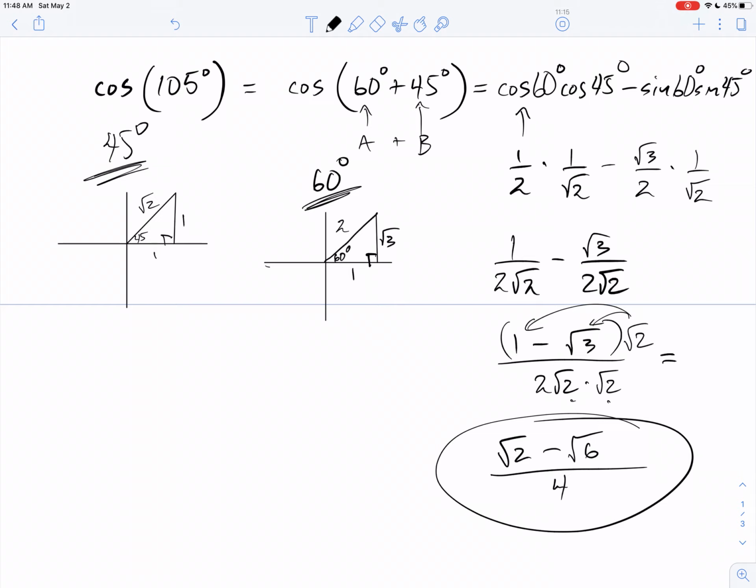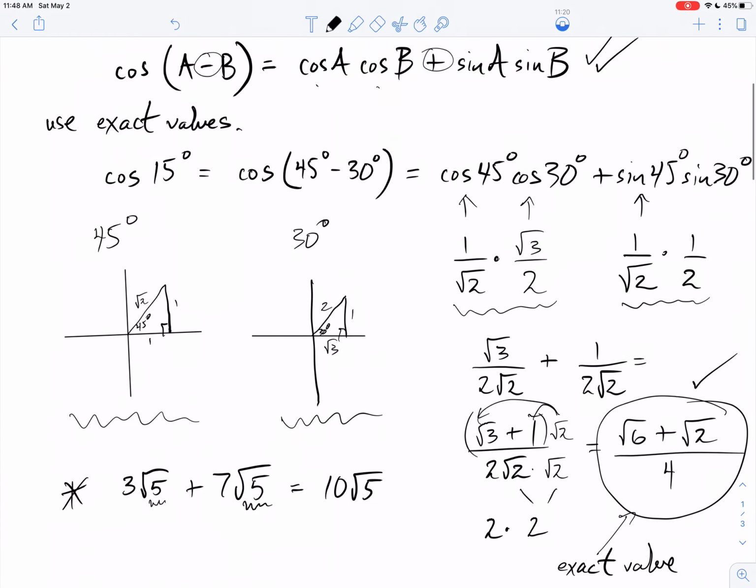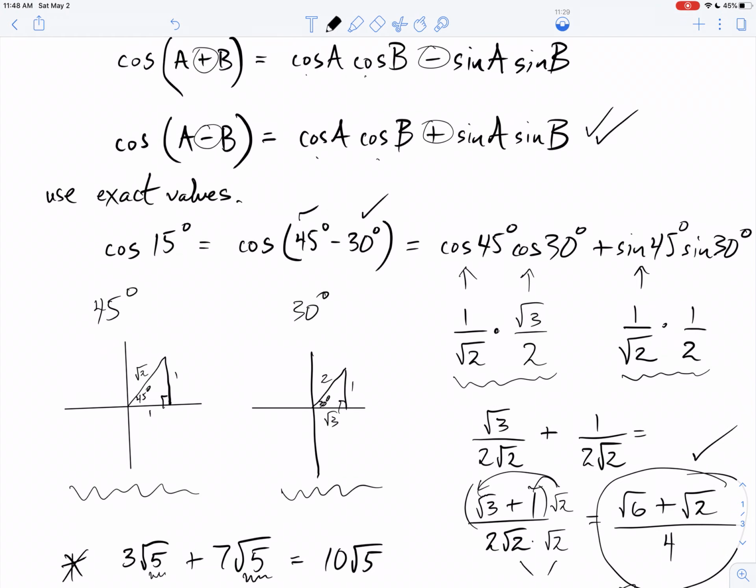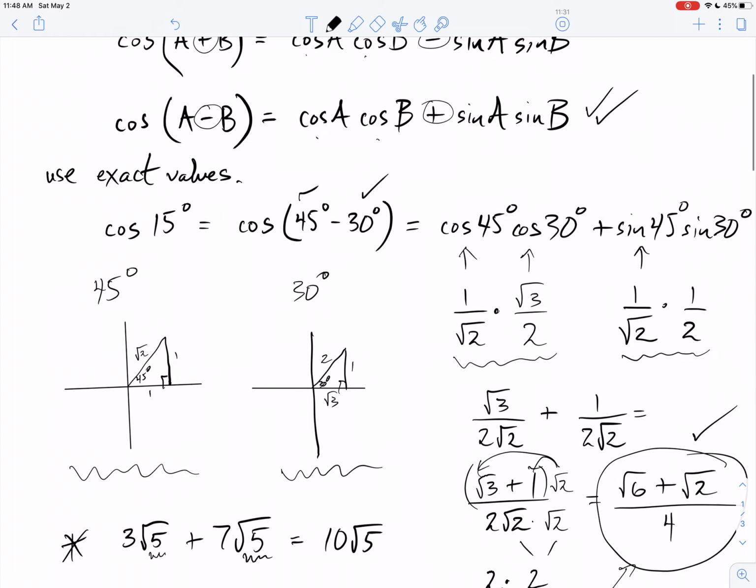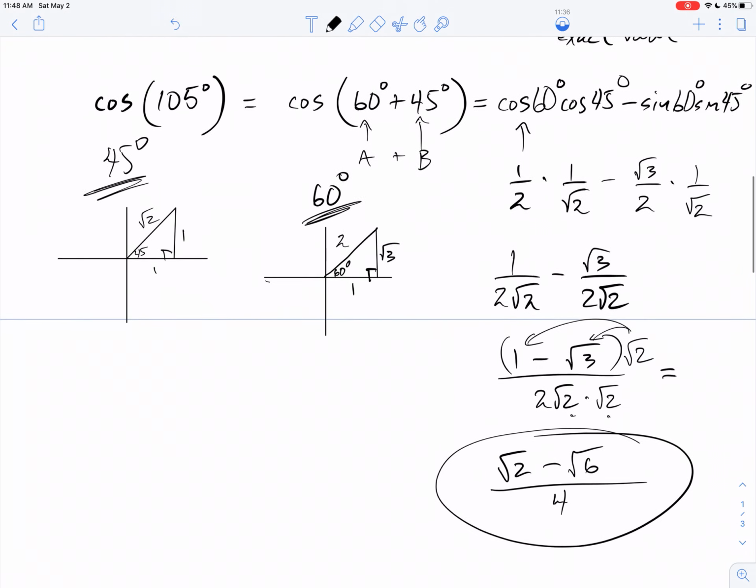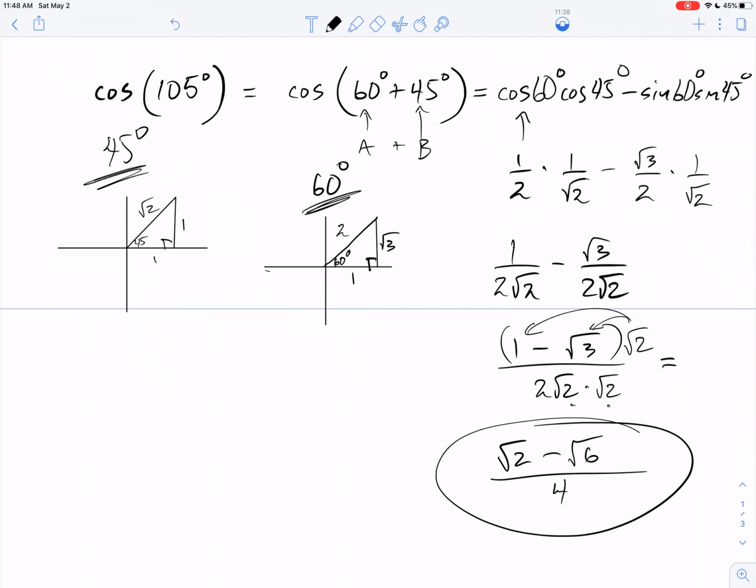Anyway, I did a couple examples here just with degree measurements. My first one up here at the top, I did cosine of 15 degrees. How did I write it? 45 take away 30, because I know about 45s. I know about 30s. And then my second example, I did cosine of 105, which I knew I could write as a 60 degree plus a 45. Now, I'm not going to give you guys anything that you cannot write out. I'm not.